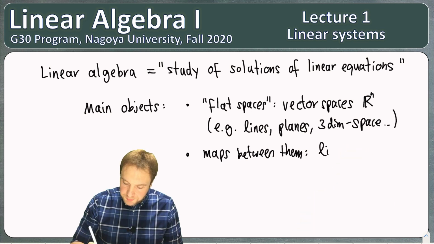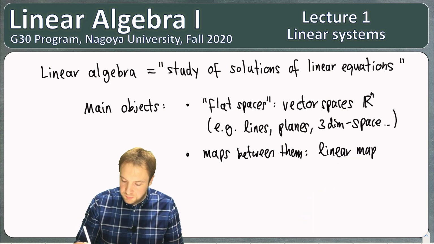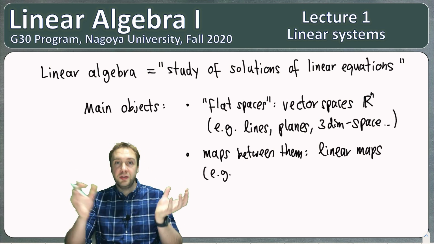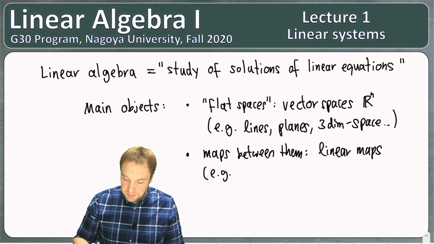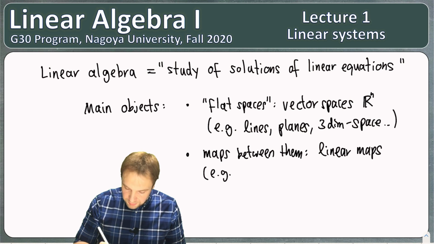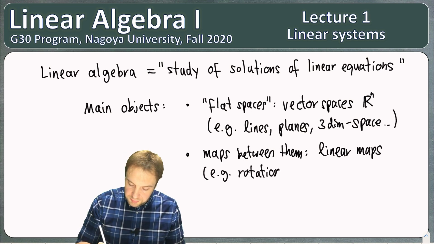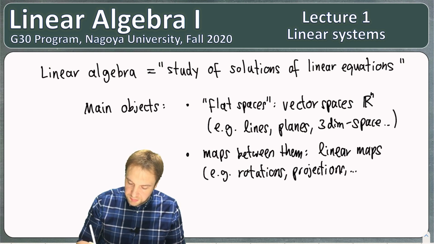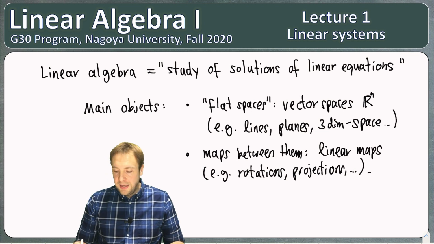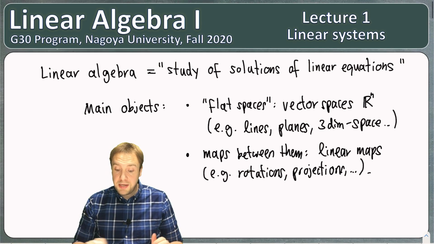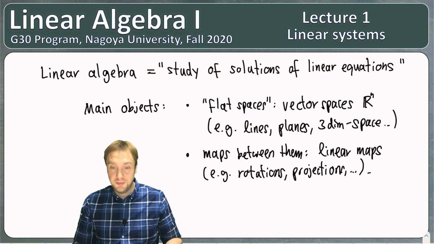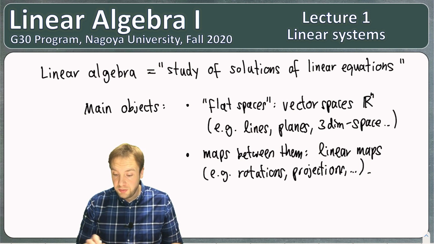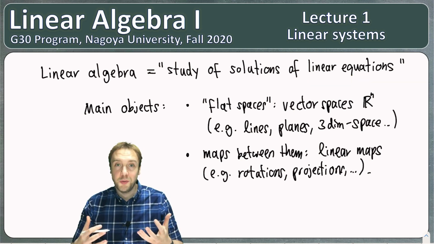And then the second thing we are interested in are maps between these spaces, which are called linear maps. For example, in three dimensions you can think of rotations or projections, and these are examples of linear maps. And then we will also talk about some applications of these vector spaces and these linear maps. But at the beginning we will talk a lot about linear equations before we can go to the fun stuff.